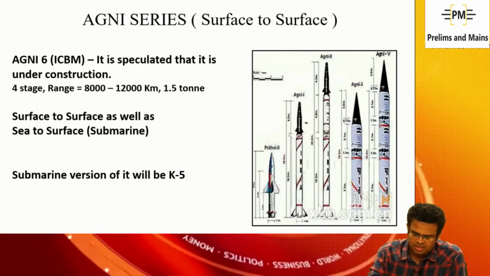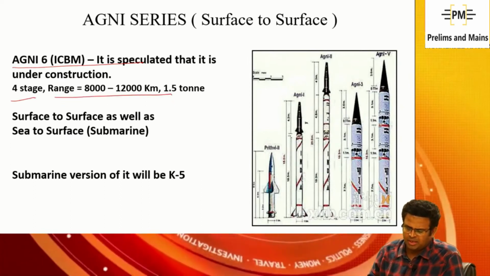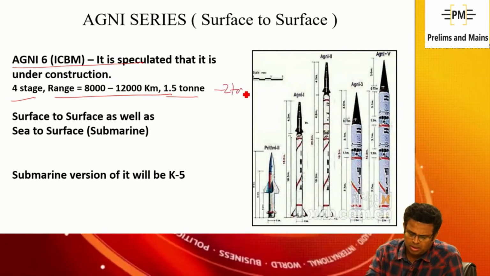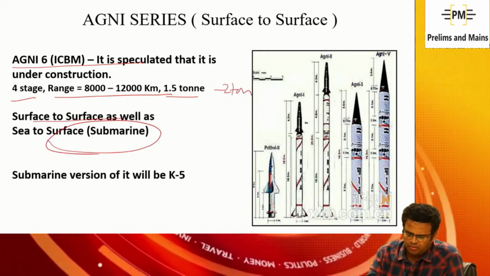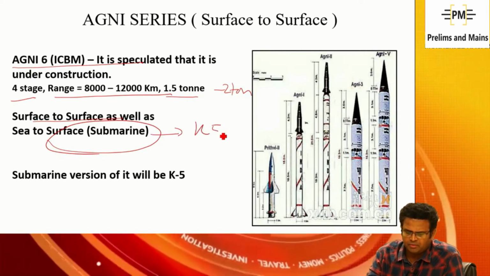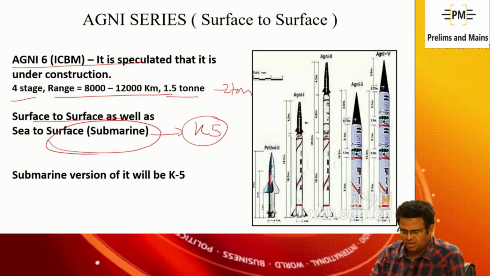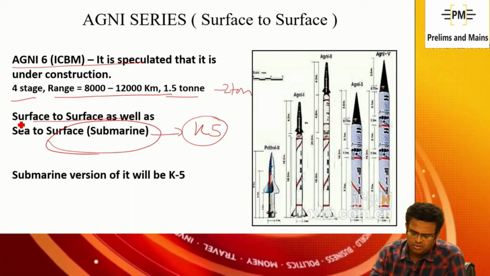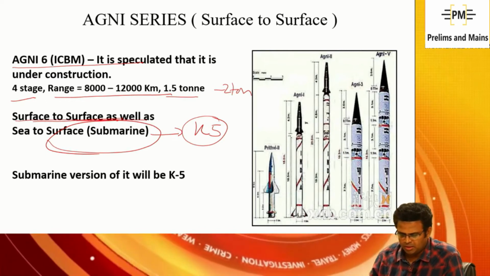and you can say that it is Agni 6, it is 4 stage, range can be 8,000 to 12,000 kilometer, and it is 1.5 to 2 ton, and it is surface to surface. It can be launched from the submarine also. When it is launched from the submarine, its name will be K5. I will discuss that when we see the K series missiles. Right now I am saying it is a surface to surface missile, and it is 8,000 to 12,000 kilometer.